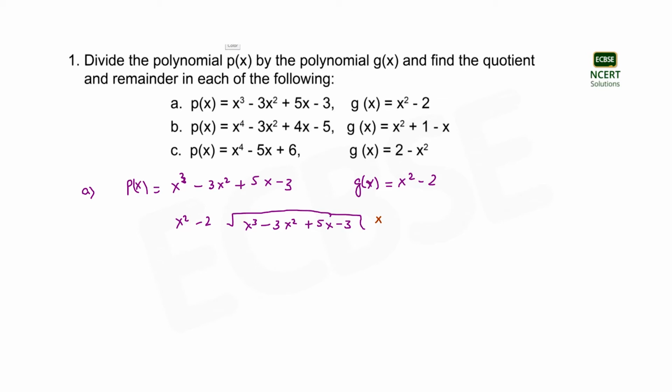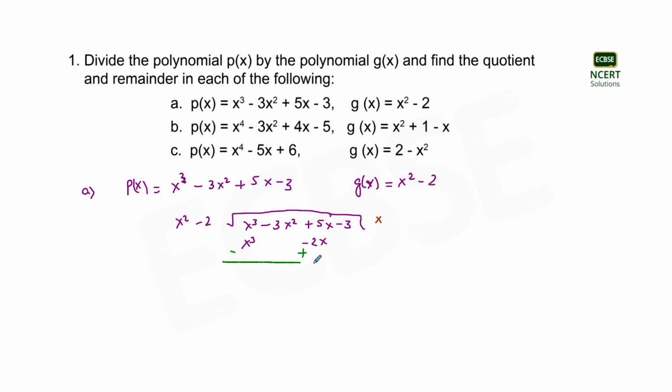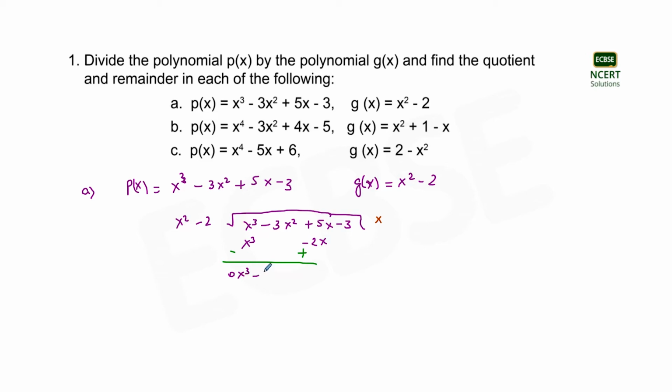Now, what was asked in step 2 is to multiply a, which is x over here, with the divisor. On multiplying, what we get is x cube minus 2x. Then we were asked to subtract, so here minus and then here it will be plus. On subtracting, what we obtain is 0x cube minus 3x square plus 7x, and then we drop down the minus 3.